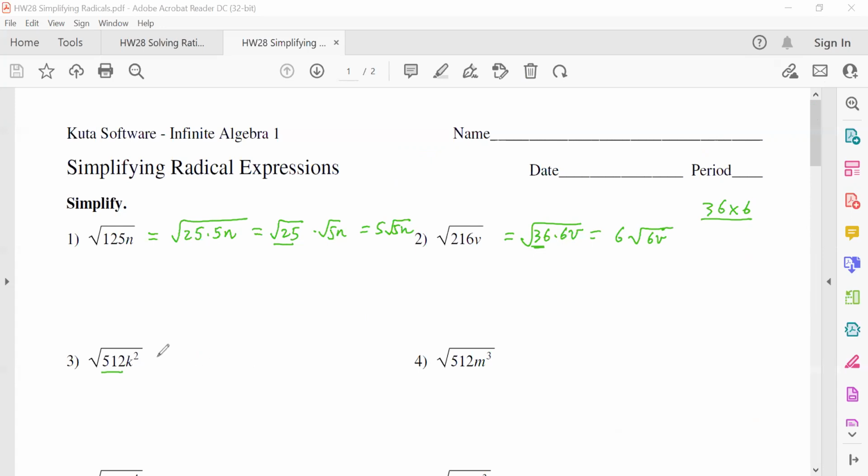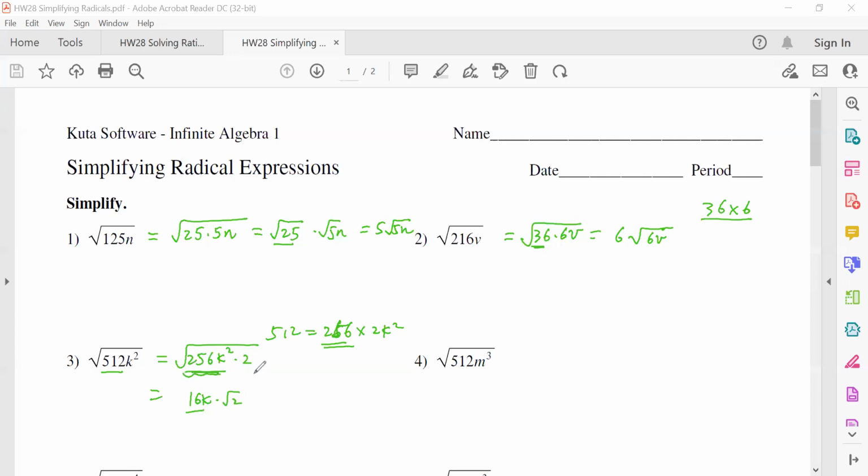512 actually equals what? Did you guys know that? What's the number can be broken down into? 516, you can break it down 256 times 2, right? K squared. So 256 K squared times 2, right? So this one actually is 16K, right? 16K times square root 2.